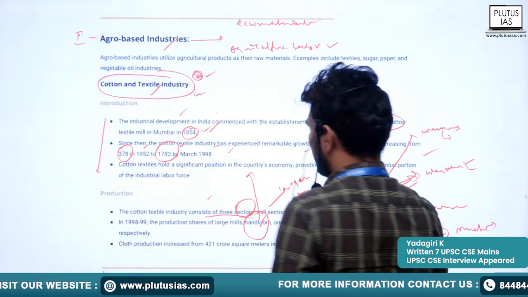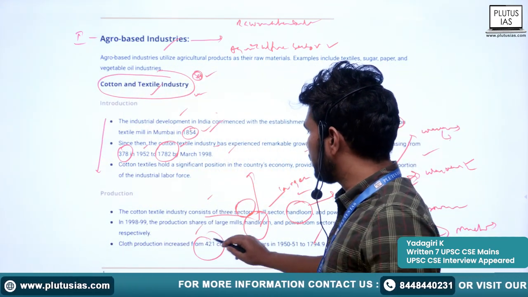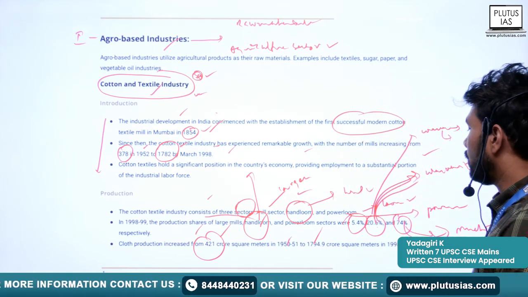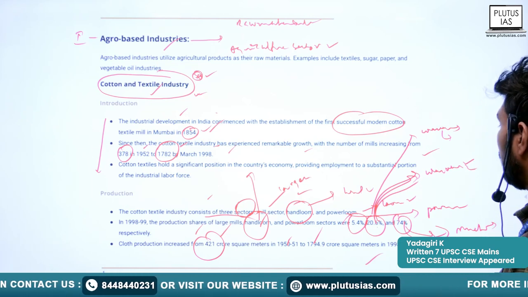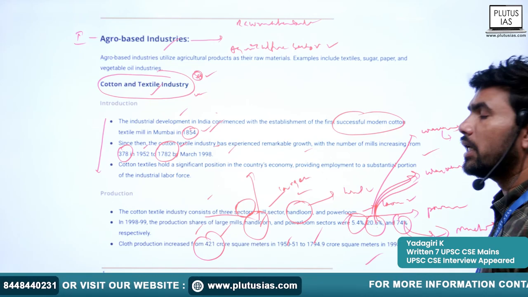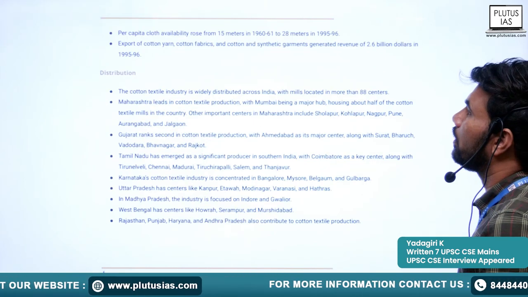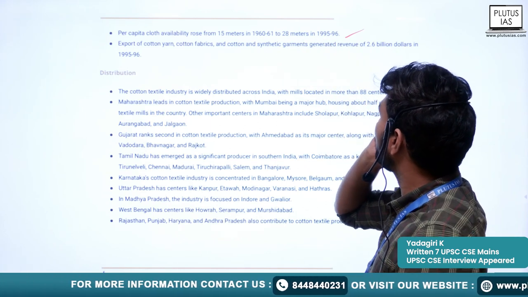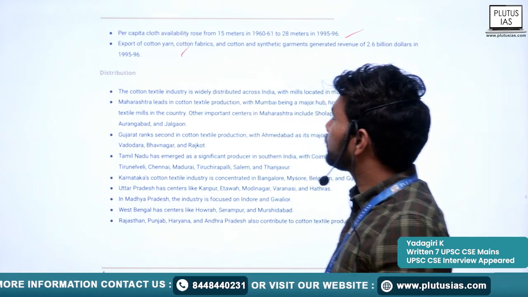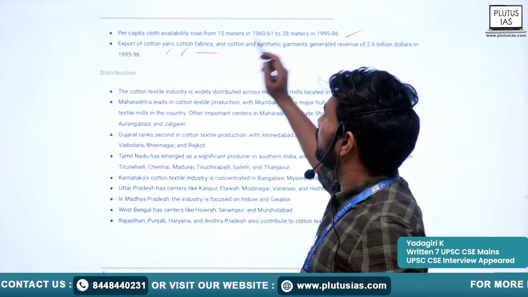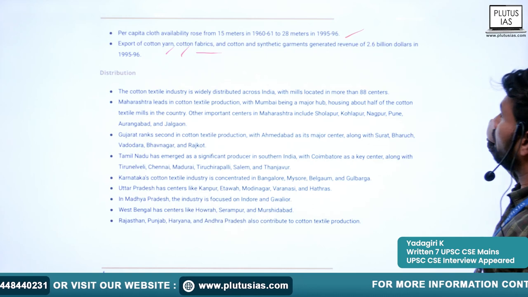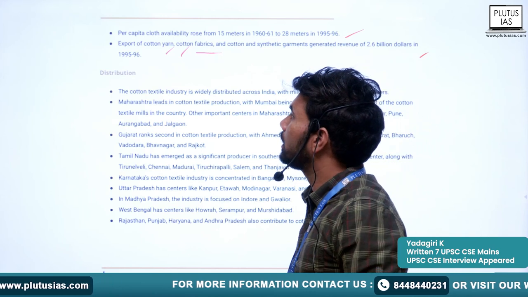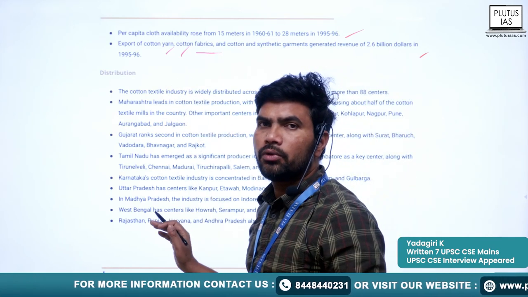So some other statistics: cloth production has increased from 421 crore square meters in 1950-51 to 1794 crore square meters in 1998-99. There are figures about per capita availability also. Similarly, exports of cotton yarn, cotton fabrics and cotton and synthetic garments generated revenue of $2.6 billion in 1995-96. So these are some facts about the cotton industry.